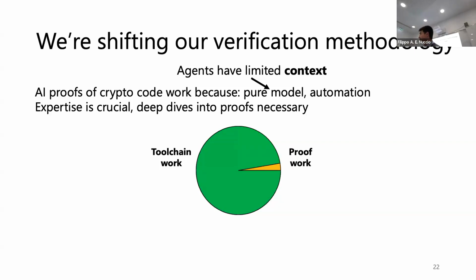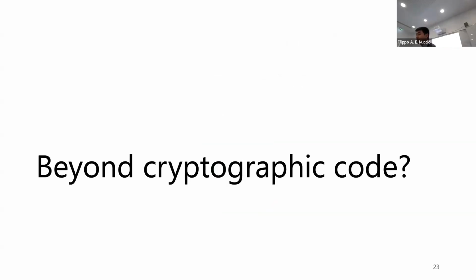Now, very quickly, the time we spend in the proof is converging towards zero, and this comforts us in the fact that the value really is in the toolchain, at least for this project. I'm not talking about any kind of code, once again. Okay, so that's SymCrypt, that's cryptographic code. What about going beyond cryptographic code?